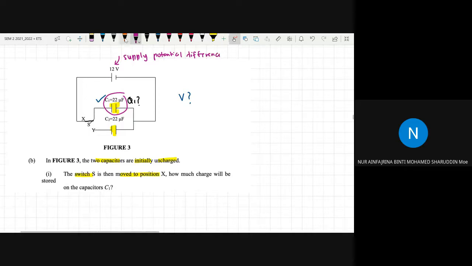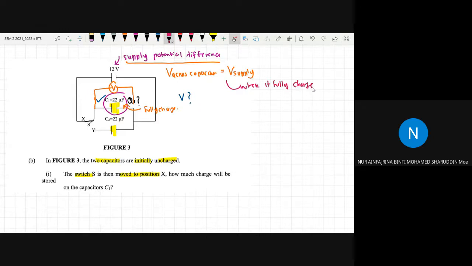Okay, so dia akan ada satu potential difference across this capacitor itself. So bila capacitor ni is fully charged, potential difference across this capacitor will be the same as the supply potential difference. So senang cerita, potential difference across capacitor adalah sama dengan supply. Why? Kenapa? When it is fully charged.